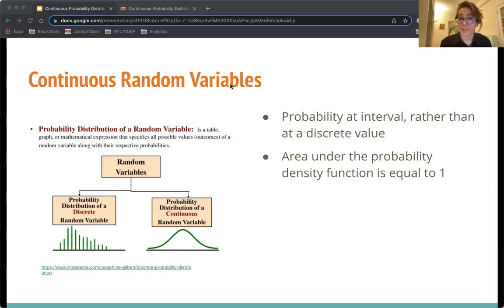Similar, though, to discrete random variables, we can use the cumulative distribution function to compute the probabilities along the interval spectrum. So we use this area under the curve to compute the probability.